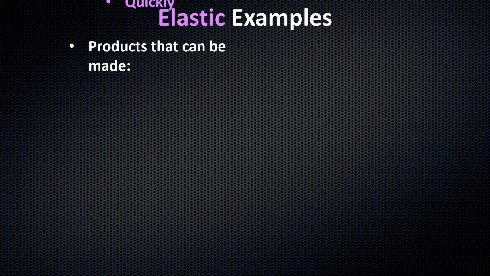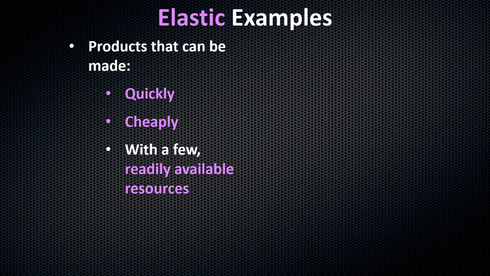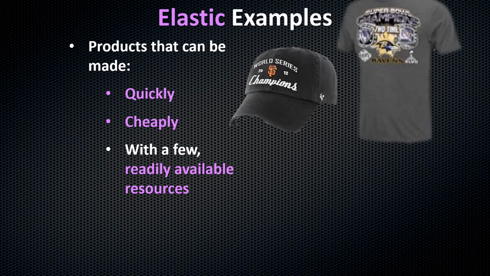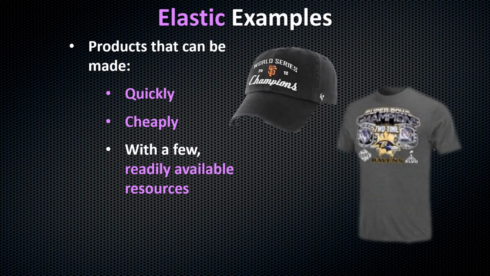Some examples. These are elastic examples: products that can be made quickly, cheaply, with readily available resources. Have you ever wondered how after somebody wins the World Series or the Super Bowl, they automatically have that hat on? Well, it's because it was already made beforehand. So where do all of those extras go? They can sit overseas somewhere.